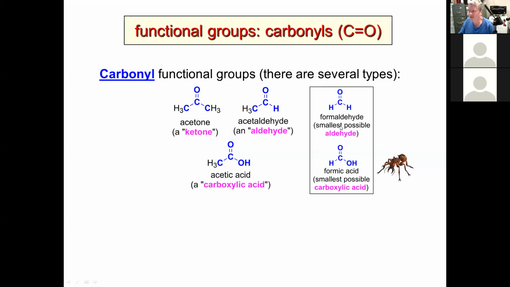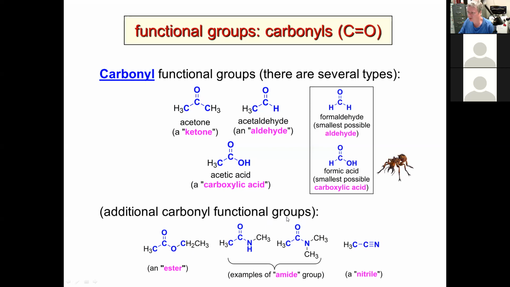Formaldehyde is the smallest possible aldehyde. So formaldehyde is C double bond O, HH. And it's used for a lot of purposes, actually, like a preservative in biology. Formic acid is the smallest carboxylic acid. And this is C double bond O and an H on one side, OH on the other. So it's still a carboxylic acid, and this is still an aldehyde, but these are like special cases. They're like separated. Formic acid is also the poison that red ants use when they bite you and make your hand sting.